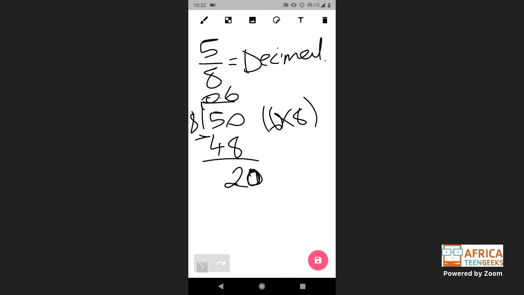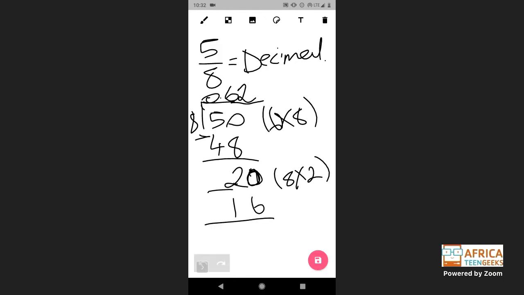So again, we will continue with the same procedure. 20 divided by 8 equals what? Equals 2. 20 divided by 8, we can increase this, is 2. So now that we have found another second number, we can say 8 multiplied by 2, and that will give us 16.